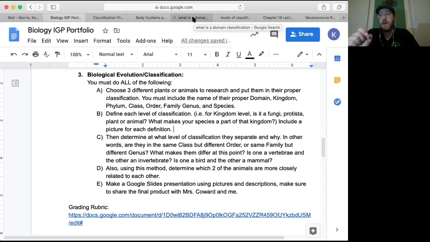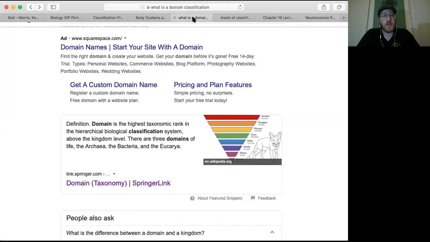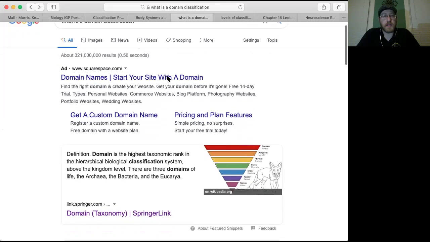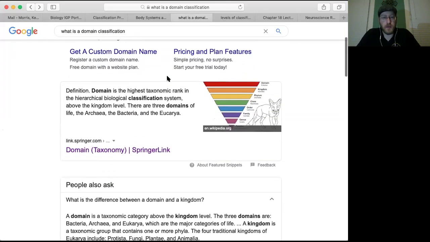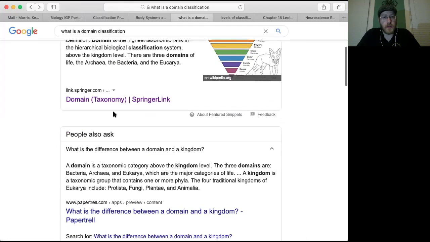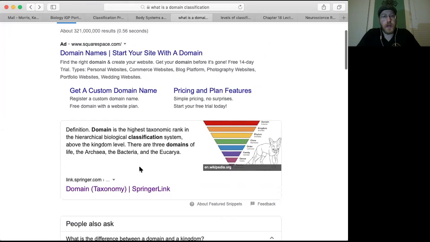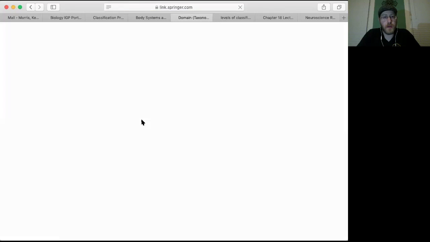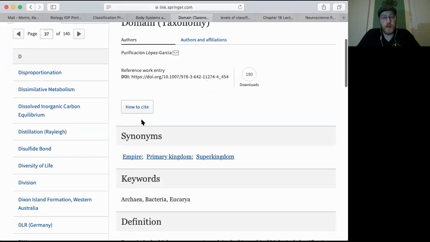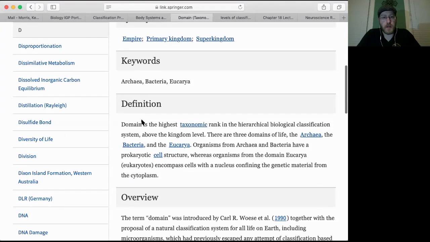To give you a better idea of what I mean when I say define each of the levels of classification, this is what I'm referring to. All you literally have to do is ask, what is a domain classification? Type that into Google. One of the first things that comes up is the taxonomy classification. If you click on this, it will take you to the definition. Just scroll down, definition right here.